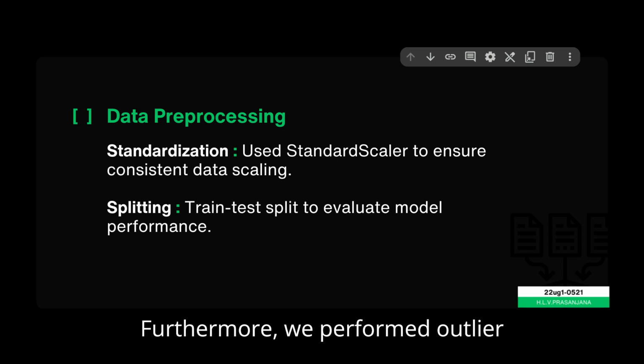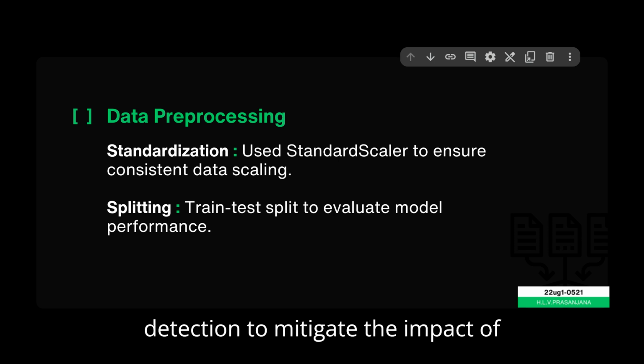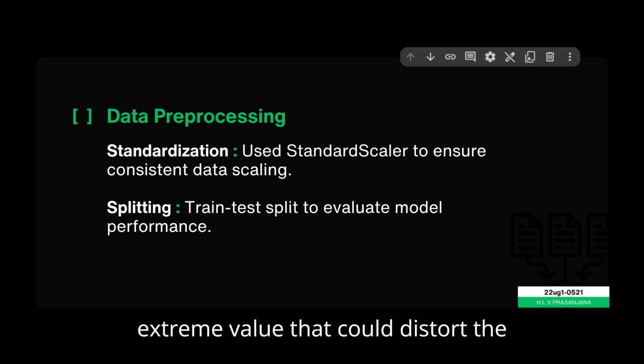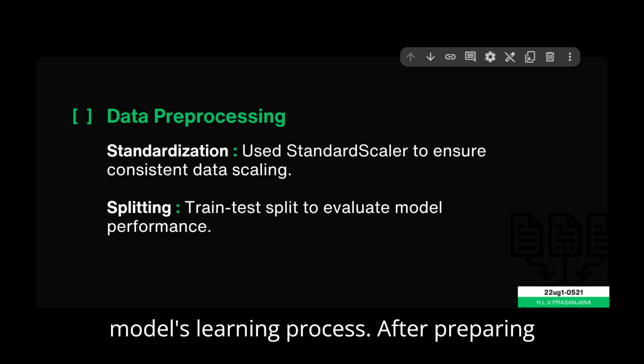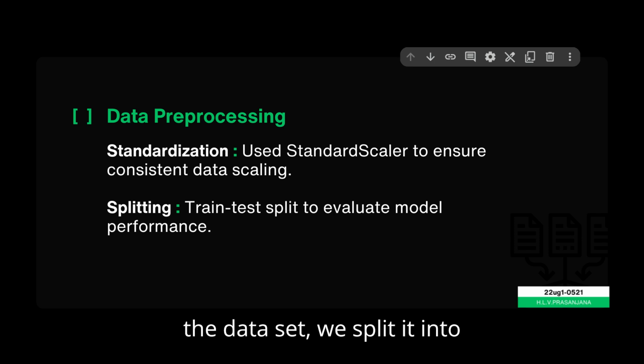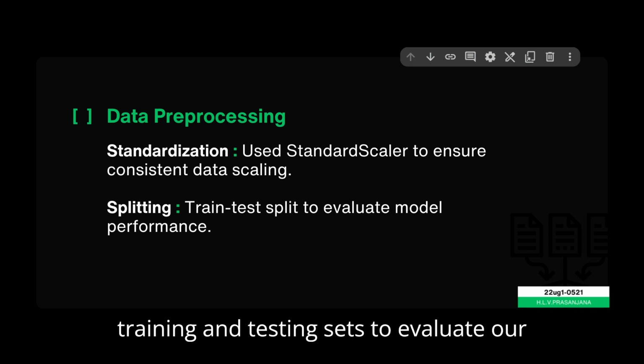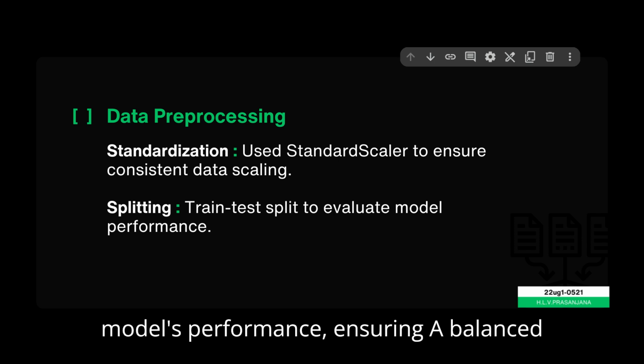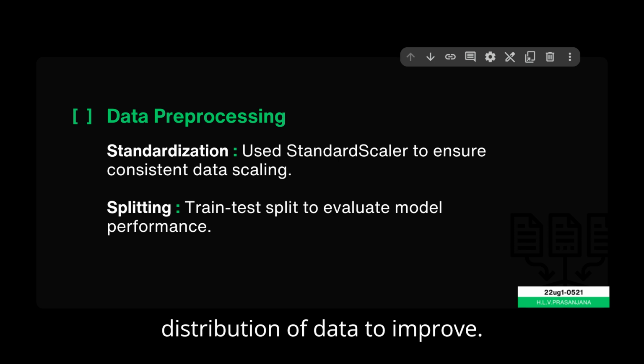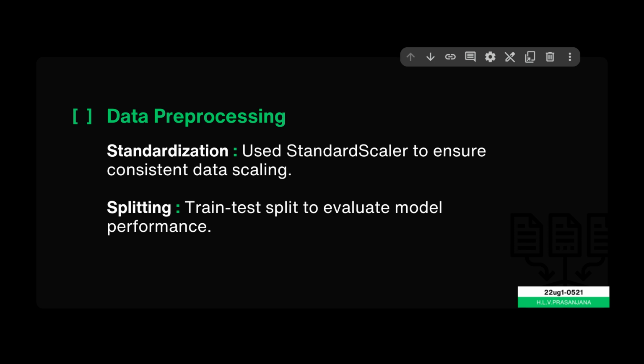Furthermore, we performed outlier detection to mitigate the impact of extreme values that could distort the model's learning process. After preparing the dataset, we split it into training and testing sets to evaluate our model's performance, ensuring a balanced distribution of data to improve generalization and prevent overfitting.